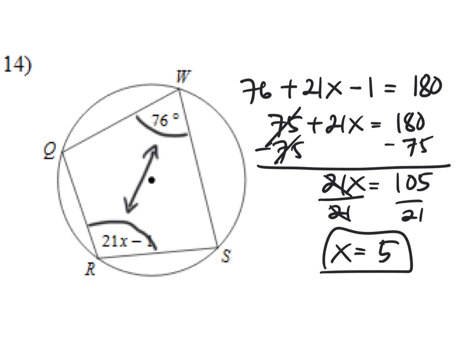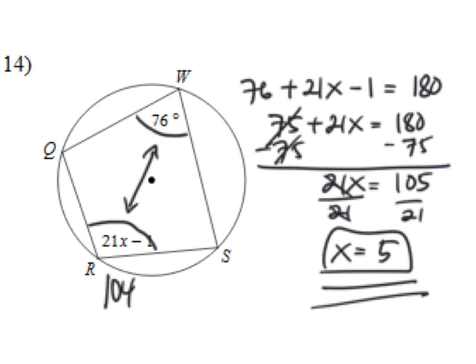Okay, so let's check. 21 times 5 is going to give you 105, minus 1 is going to give you 104. So this is 104. Now, if we're going to subtract 104 from 180, that's going to give us 76, which is correct. So our answer here is correct.